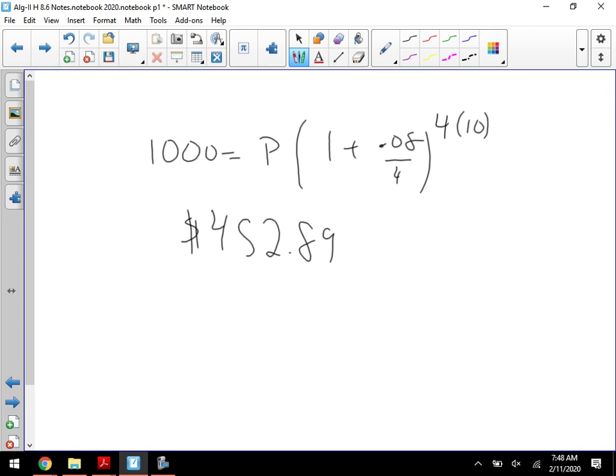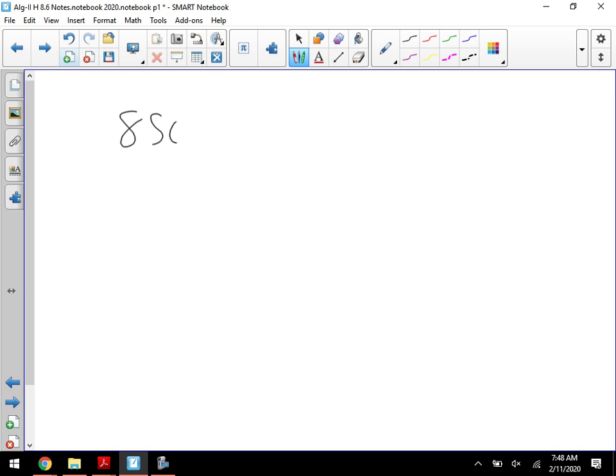Remember, the word depreciates means it's an exponential decay, not growth. Some of you actually flipped that one, but it wasn't bad. It would have been 85,000 times the quantity 1 minus 0.15 to the 10th, and this gave you 16,734.32, if you math that correctly.